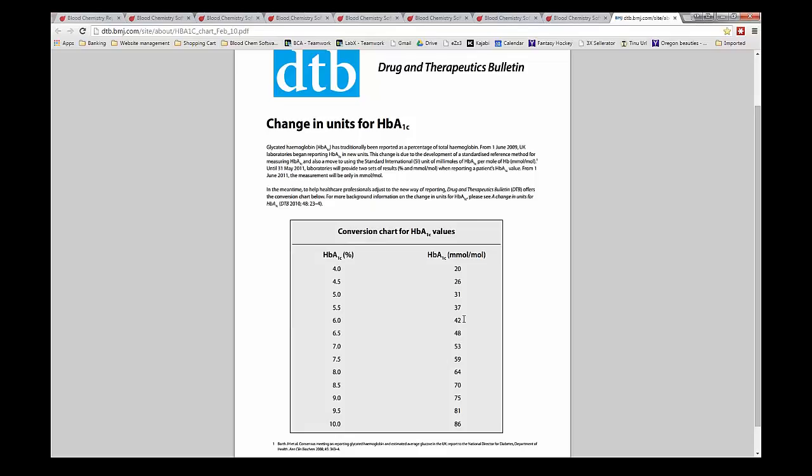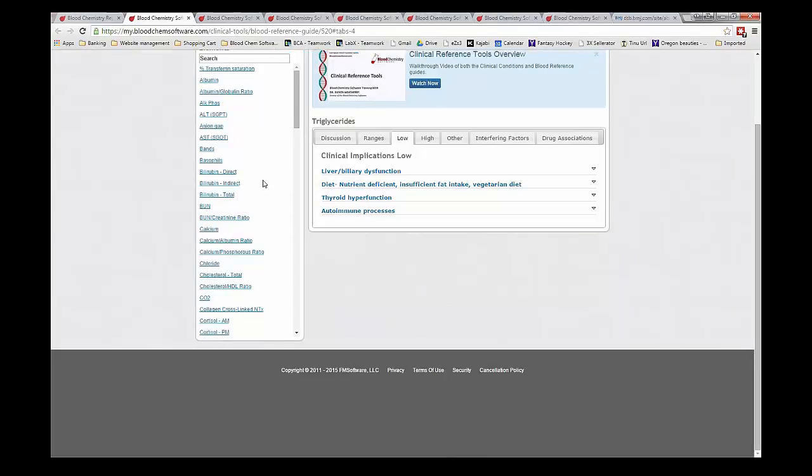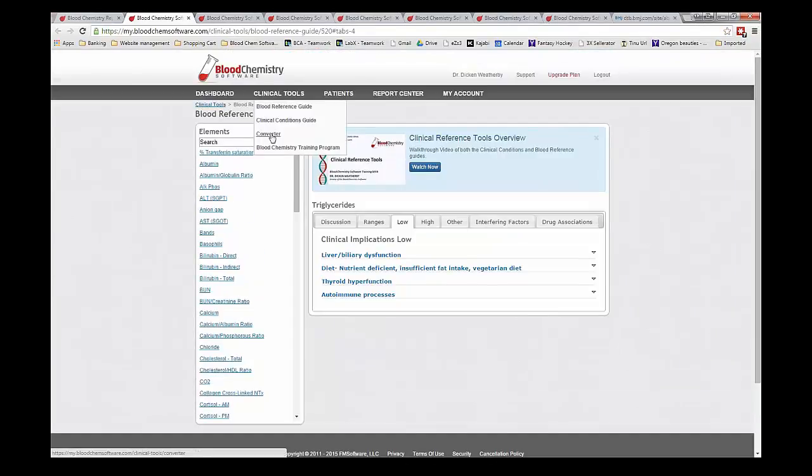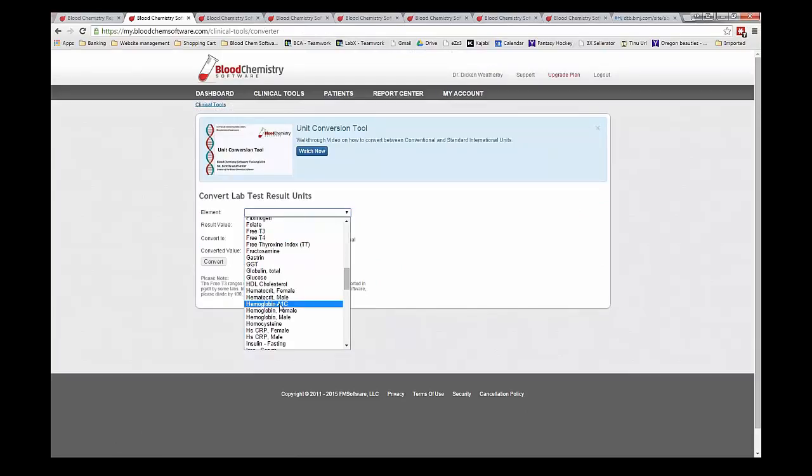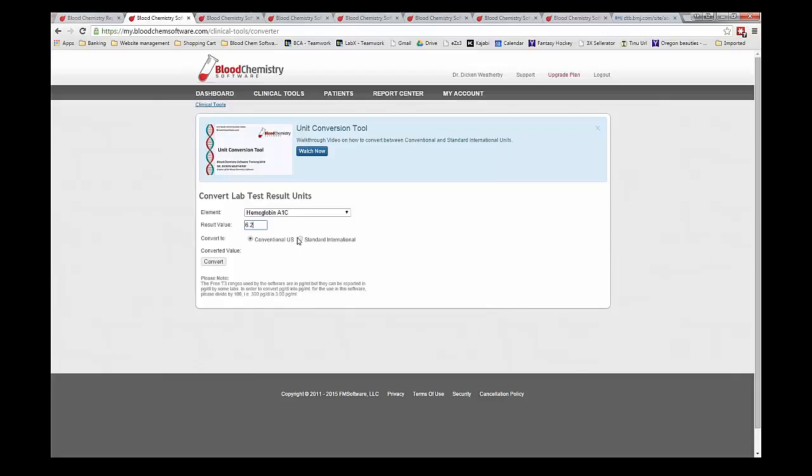So basically you would say, okay, this patient came back with 43 or 44. Let's say that would account for maybe 6.2. I put 6.2 into my conversion tool. Let's go over there and take a look. So I'm going to convert hemoglobin A1C, 6.2, into standard international units, and that's going to be 0.06. So that's what you would put into the software right there in standard international unit land.